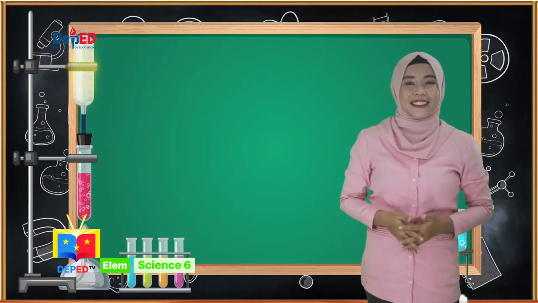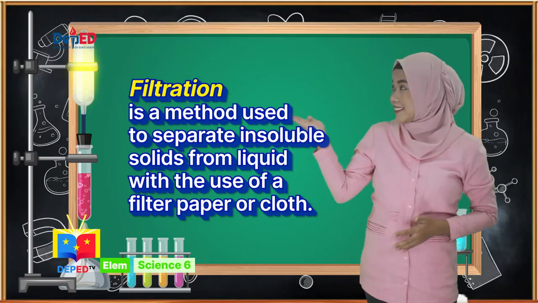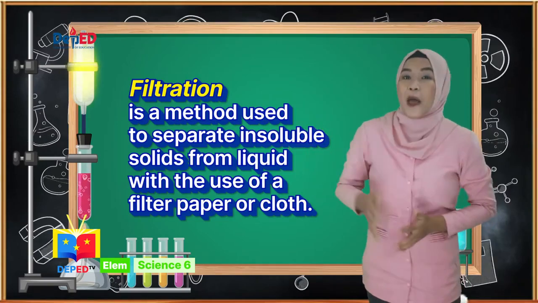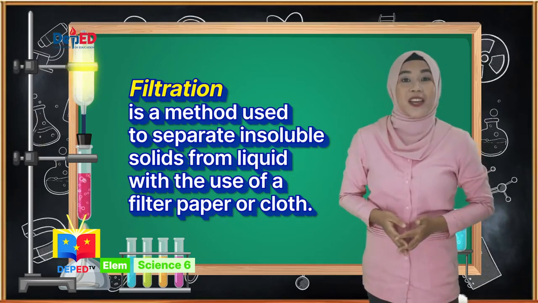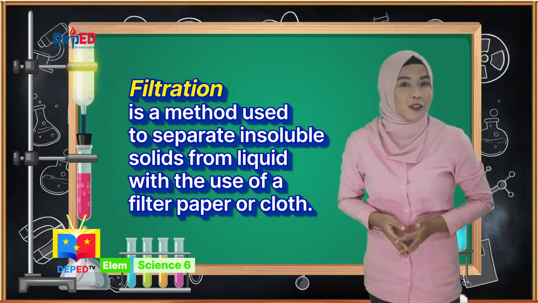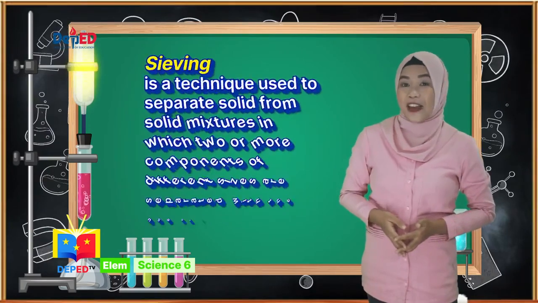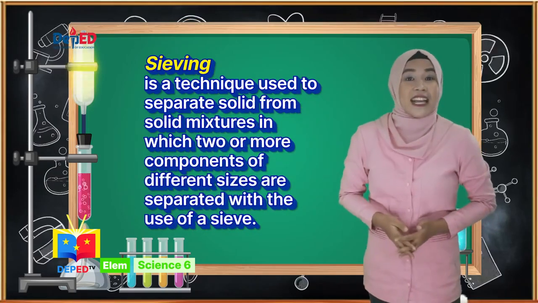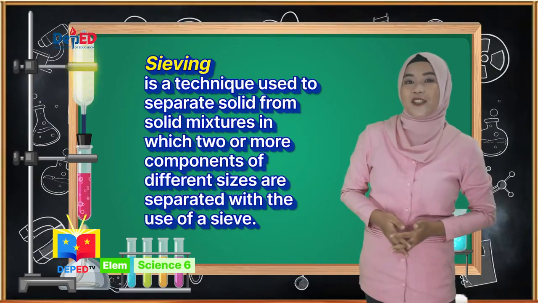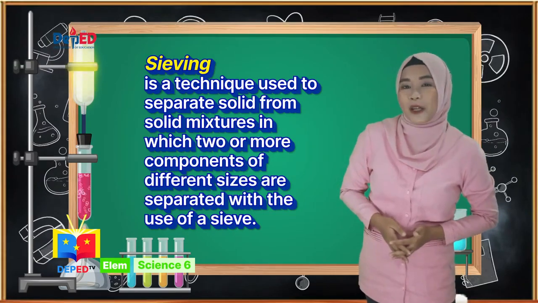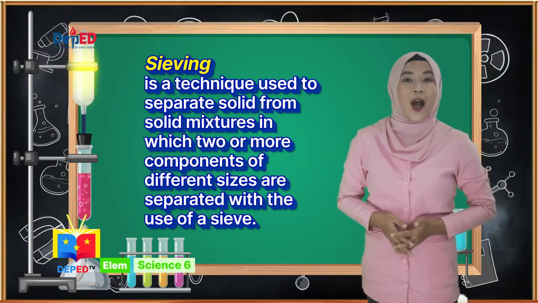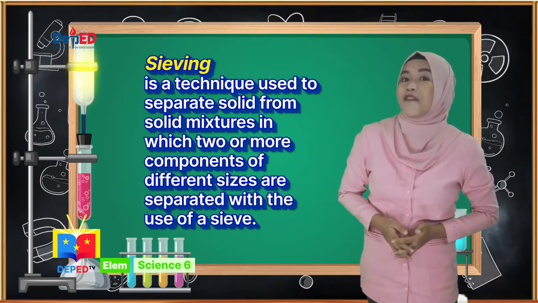Very good! Filtration is a method used to separate insoluble solids from liquid with the use of a filter paper or cloth. Sieving is a technique used to separate solid from solid mixtures in which two or more components of different sizes are separated with the use of a sieve.